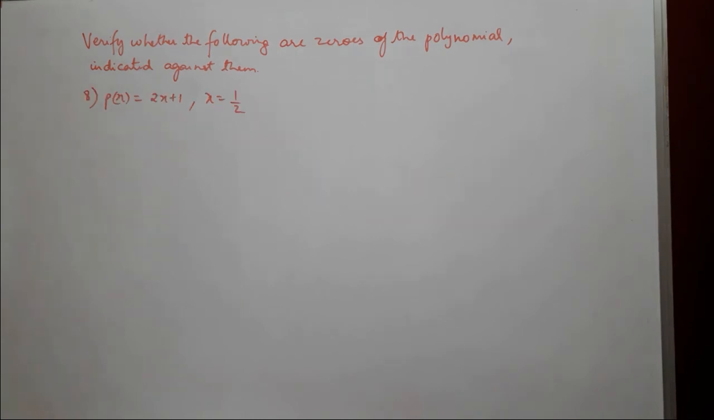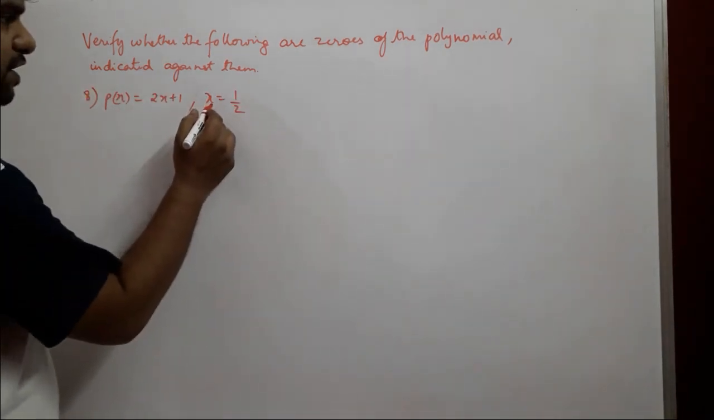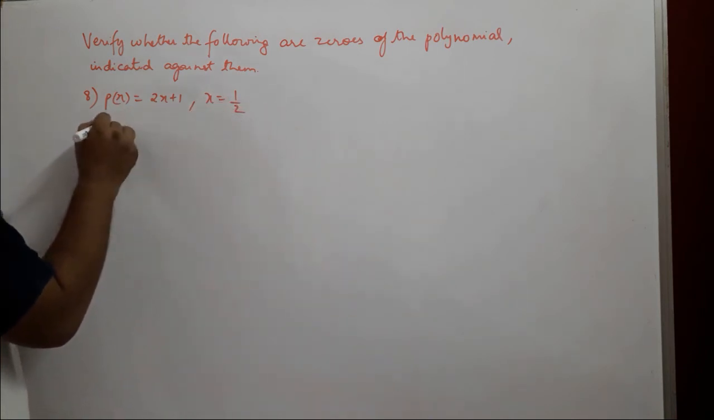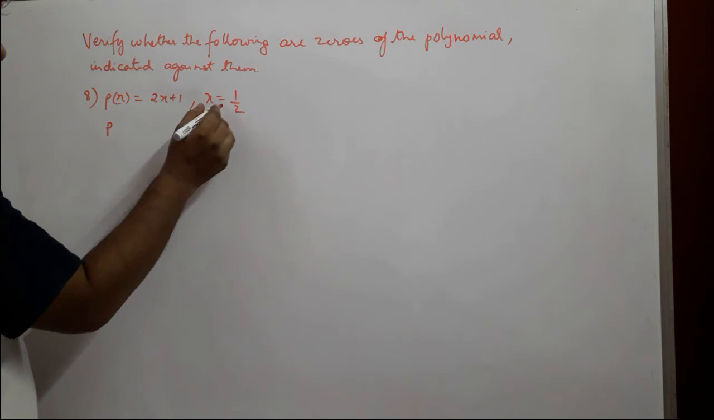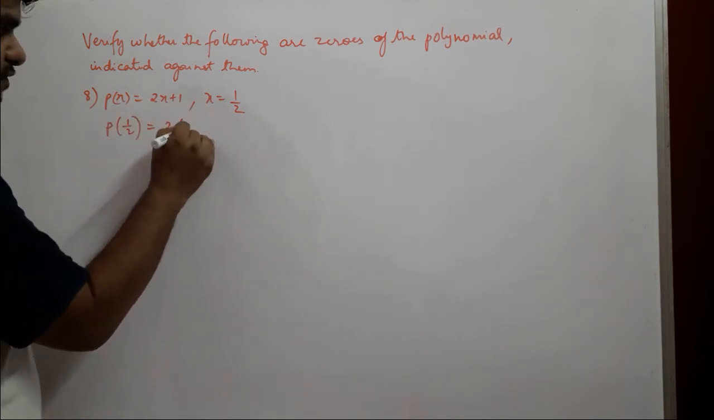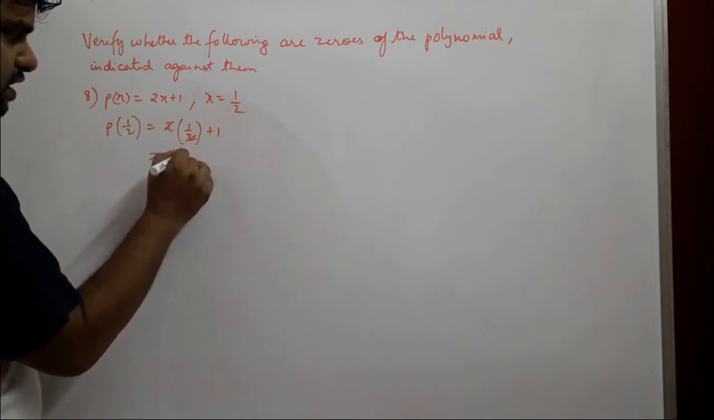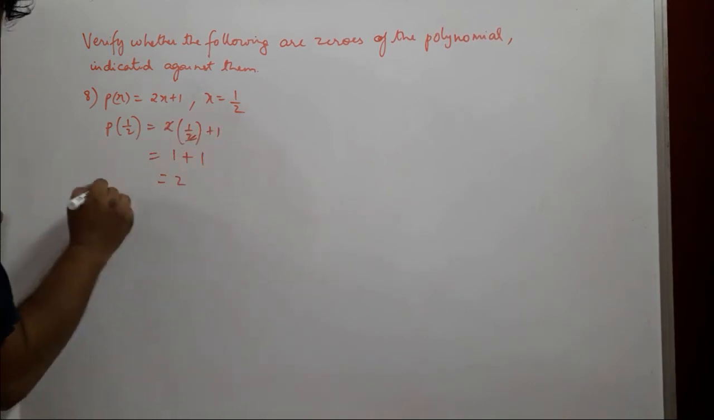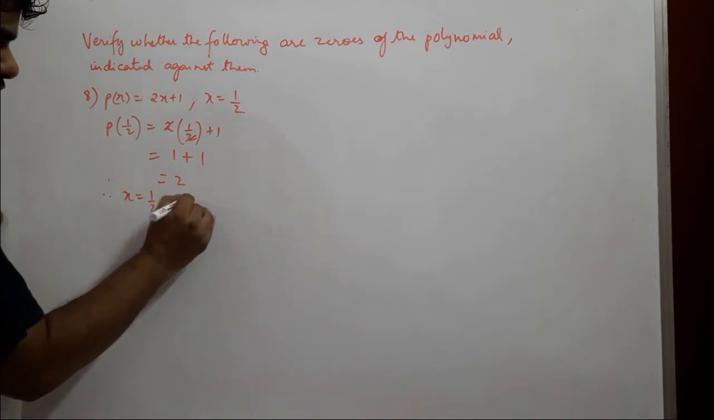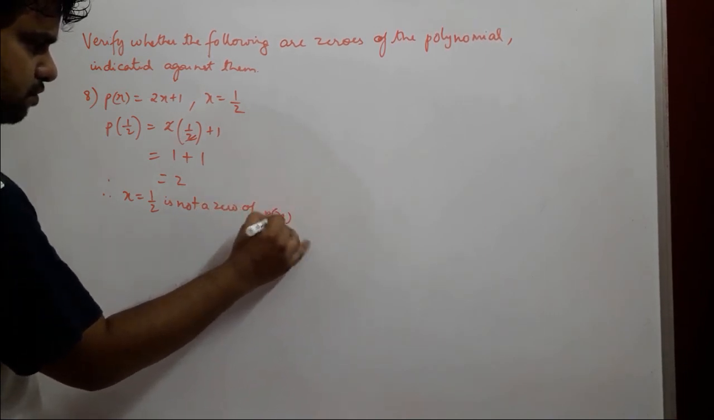Next problem, p of x equal to 2x plus 1, and we need to check if x equal to half is a 0 of this polynomial. So in place of x we substitute half. 2 times half over here plus 1. 2 and 2 cancel, we are left with 1 plus 1, which is equal to 2. We can say therefore x equal to half is not a 0 of the polynomial.